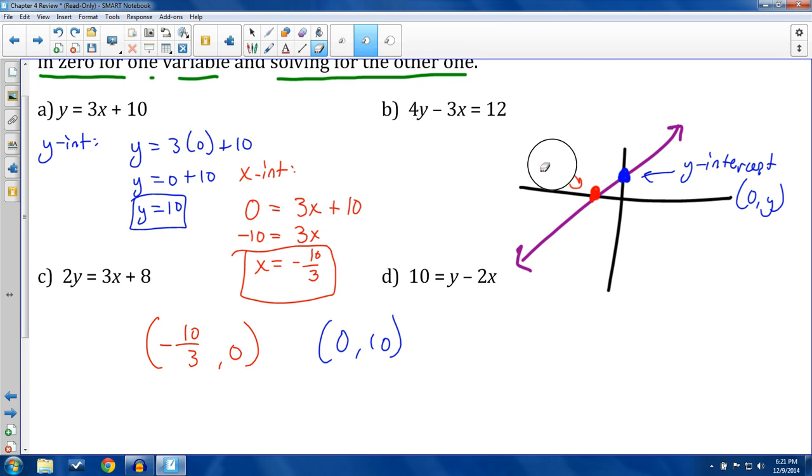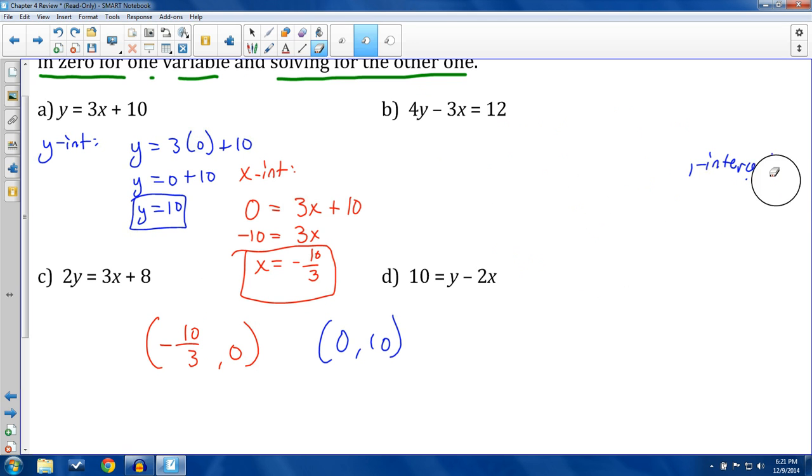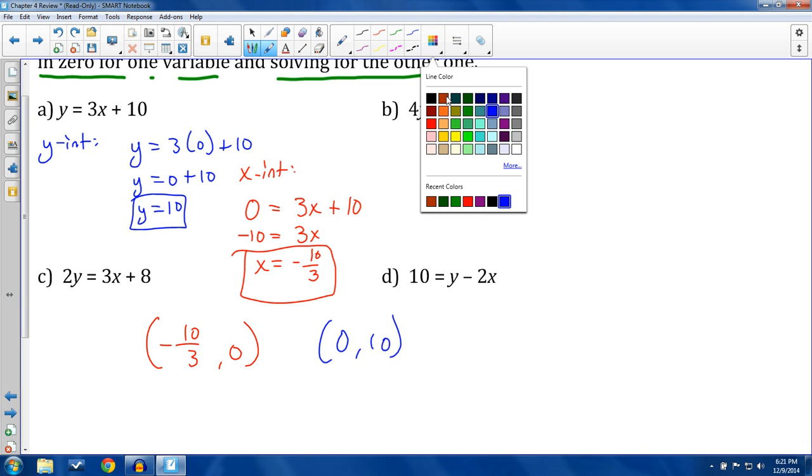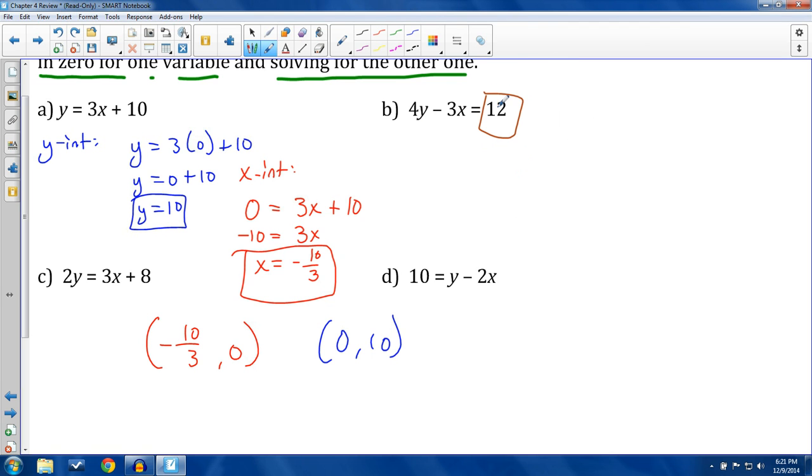Okay? All right, B. This one's actually pretty nice too. This is what's called standard form. It's close to standard form for algebra. Not that that really matters, but 12 is not your starting value. This is not a y equals equation. You can't just say, oh, it's 12 for y-intercept.